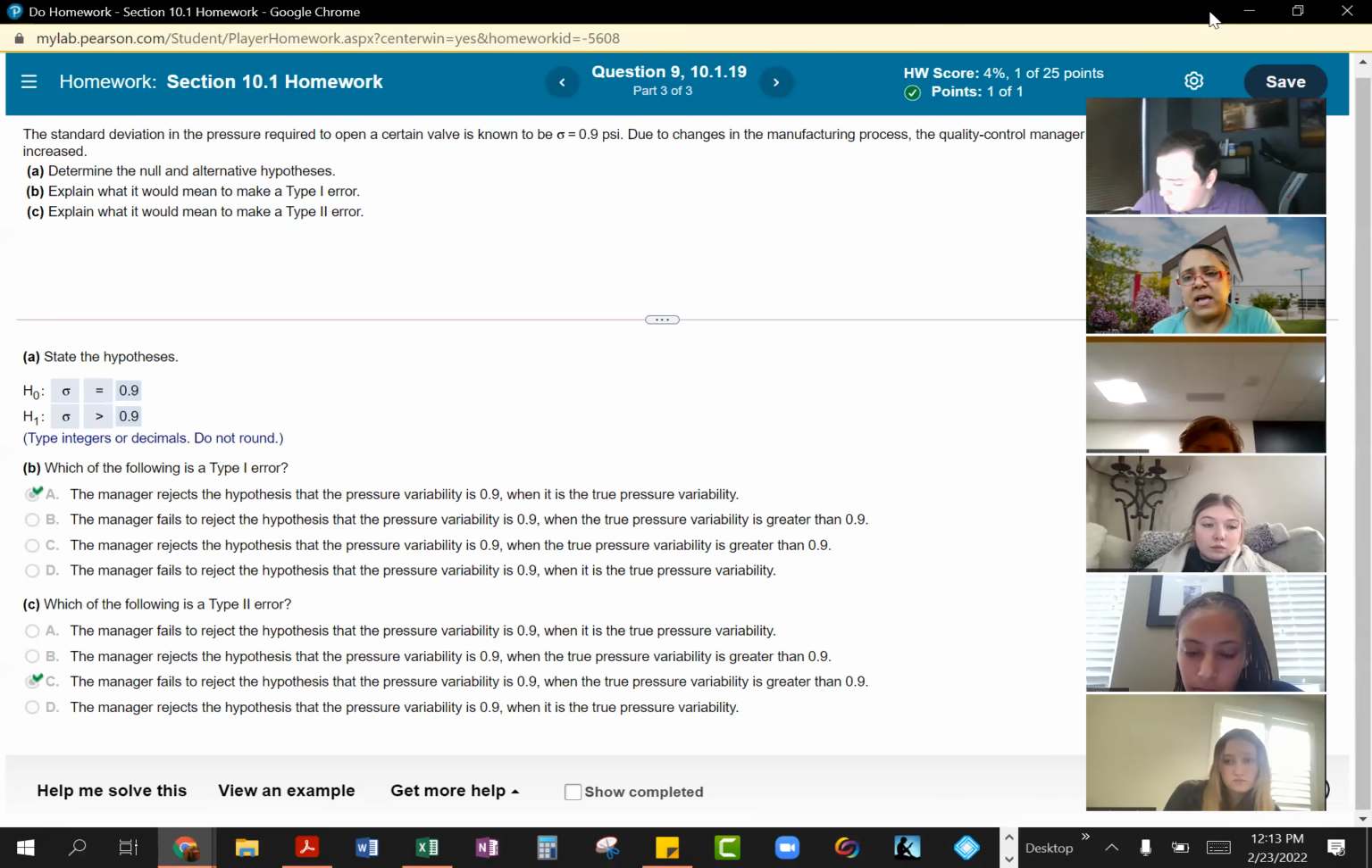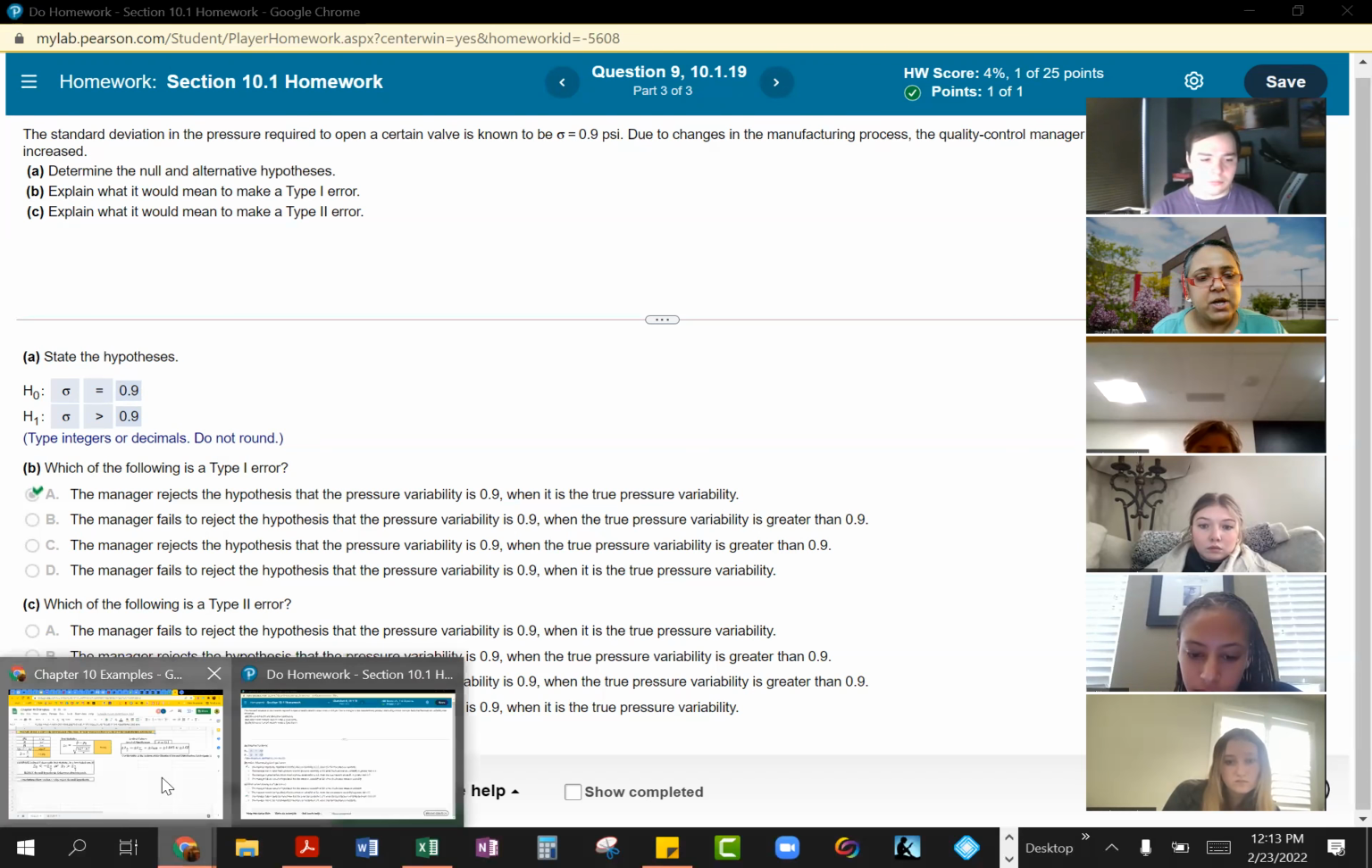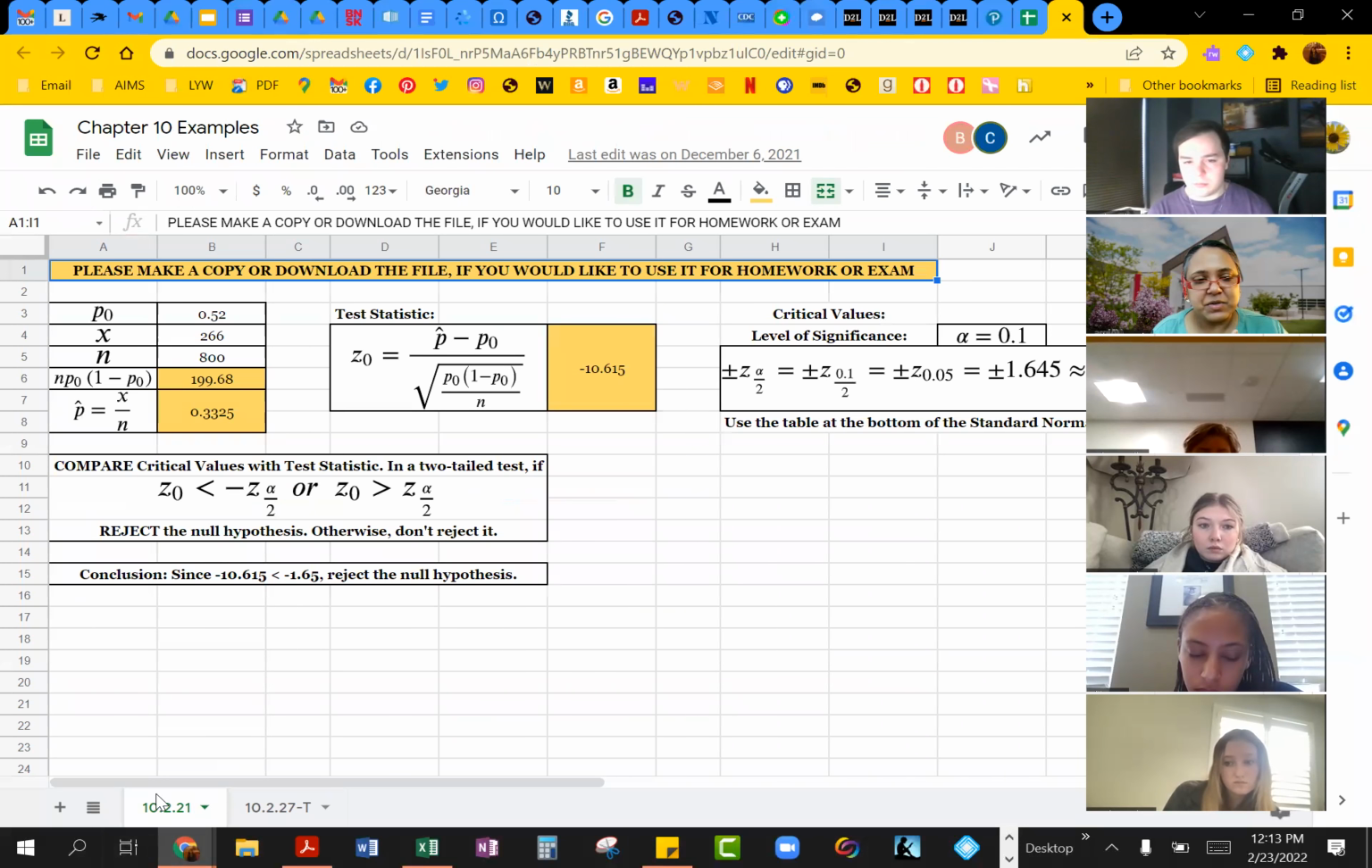Okay, if you guys don't mind, I would like to show you an example from 10.2. I just realized where the confusion happened: the Google Sheets that I was looking at was actually from 10.2, and I was thinking that's 10.1. So I would like to show you an example from 10.2, and like I said, these are 10.2 problems and not from 10.1.